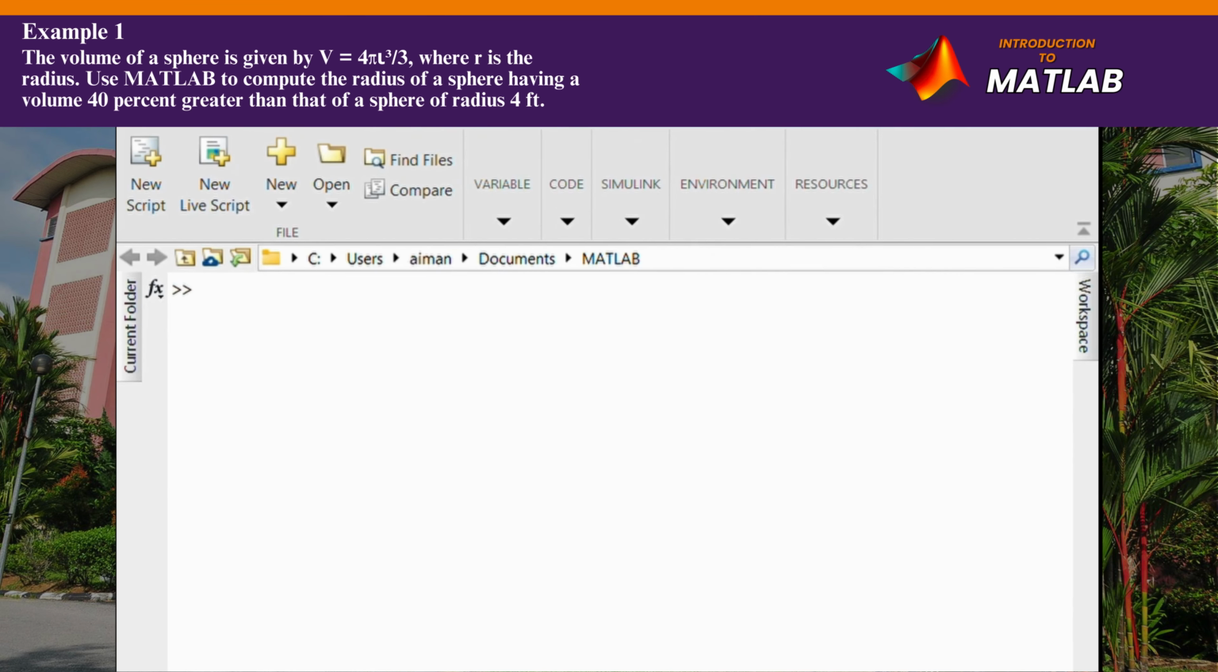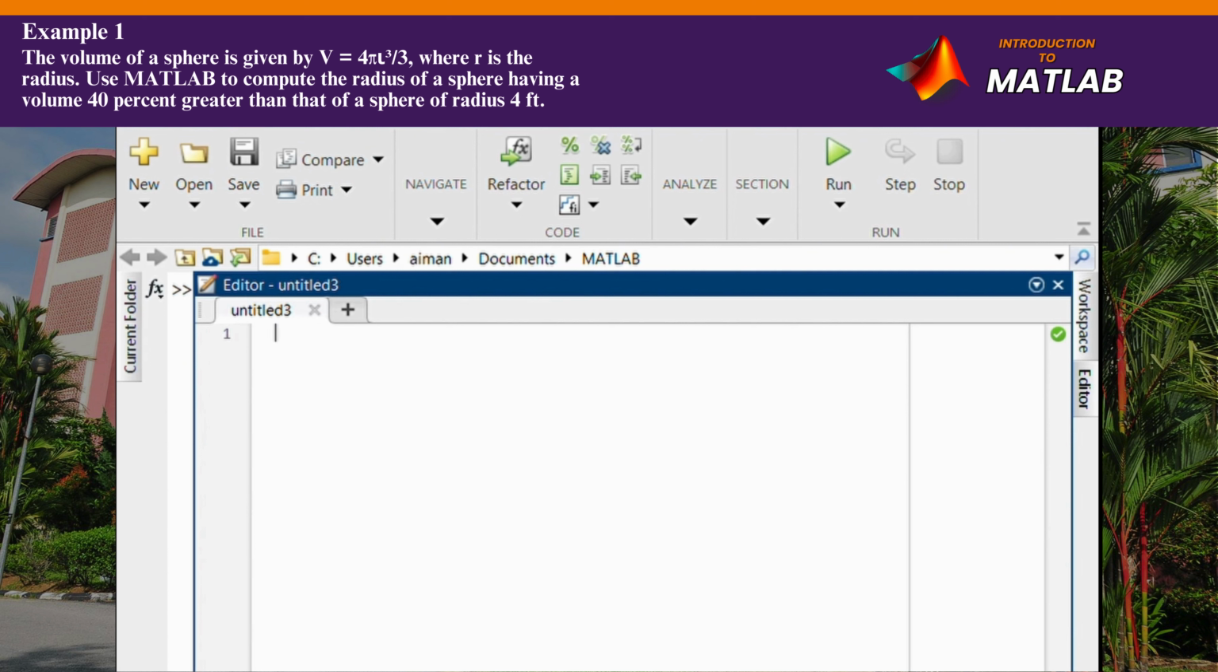Let's look at this example to understand more about what you have learned in the first lecture. The volume of a sphere is given by V equals 4 pi r to the power of 3 divided by 3, where r is the radius. Use MATLAB to compute the radius of a sphere having a volume 40% greater than that of a sphere of radius 4 feet. So first, we open a new script file.